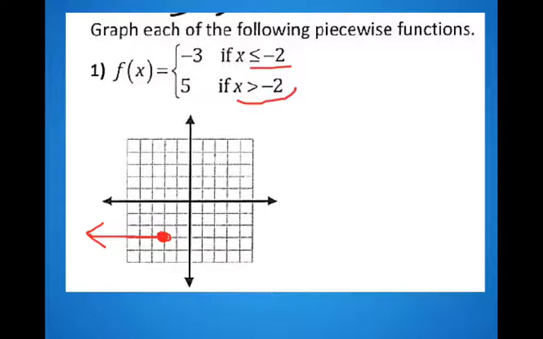So I would go up to 5, and I would make sure I'm at -2 for the x-coordinate. So this would be an open circle, and it would go to the right. Okay.